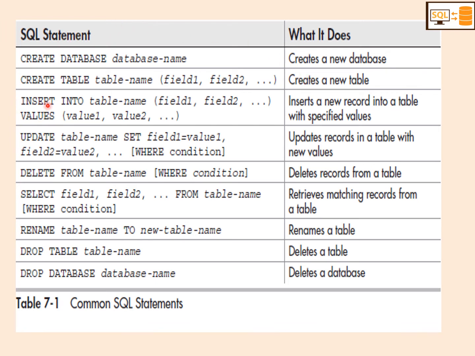The next command associated with SQL is insert. Insert command is used for adding new records to the table. So insert into, you have to specify the table name. Then in parentheses you have to specify the field names for which we are providing the values, field 1, field 2, etc. Then values. What should be the value for field 1? That is value 1. The value for field 2 is value 2, likewise. So insert command is used for inserting data into a table.